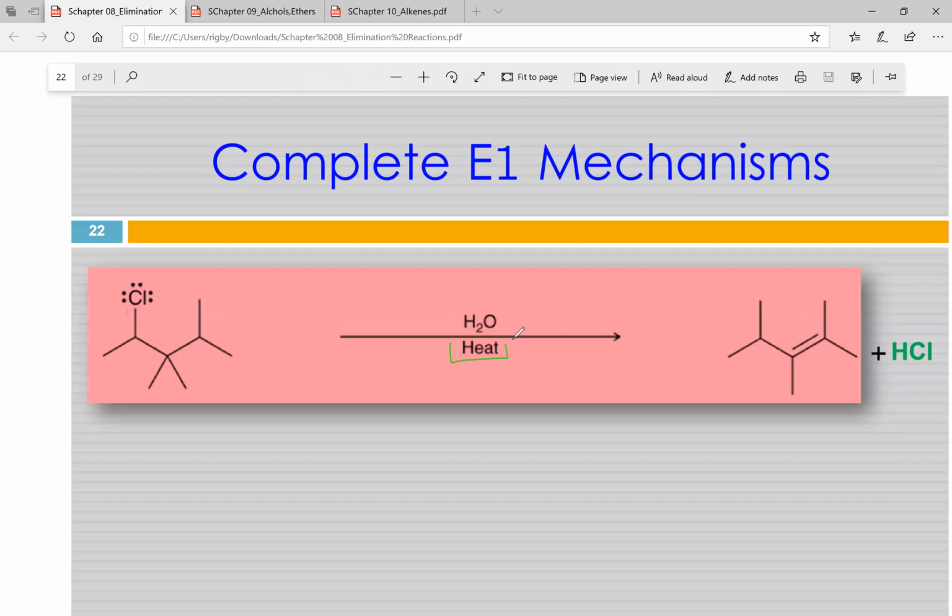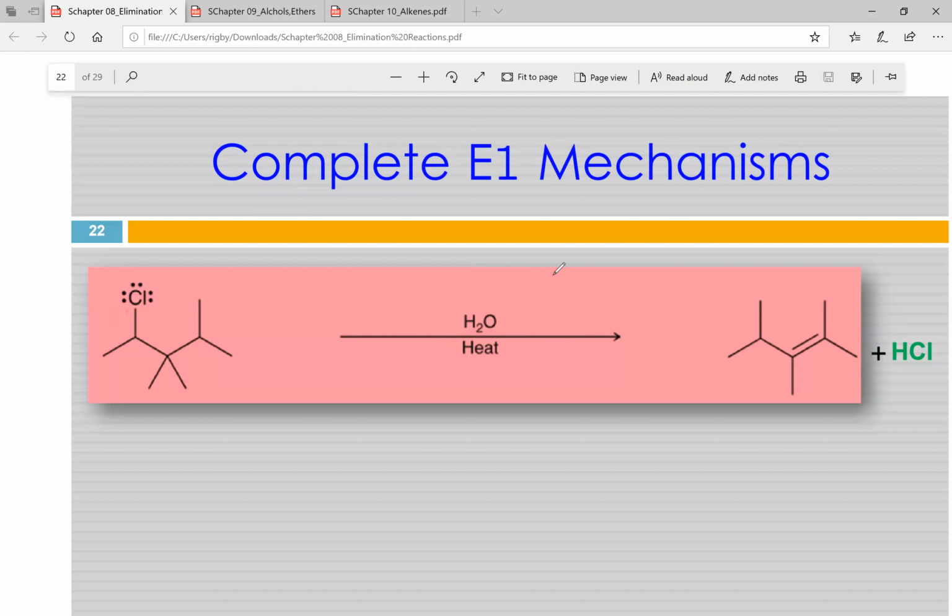Got it, thank you. And also, one thing I want to talk about is E1 as well as SN1 prefer weaker bases and weaker nucleophiles. And this is because it wants to have that chance to form a carbocation before the base or nucleophile attacks.